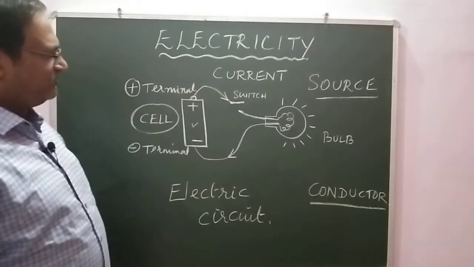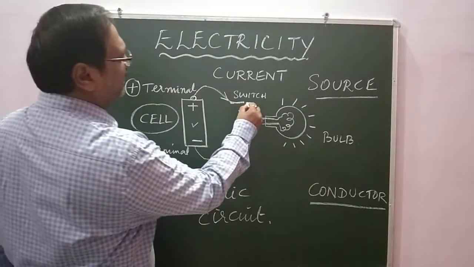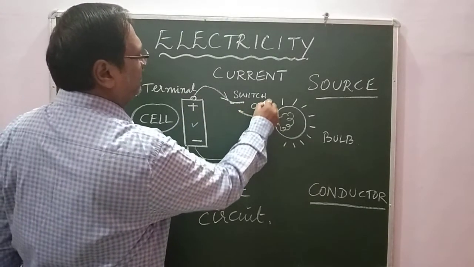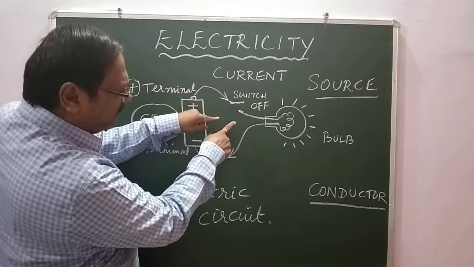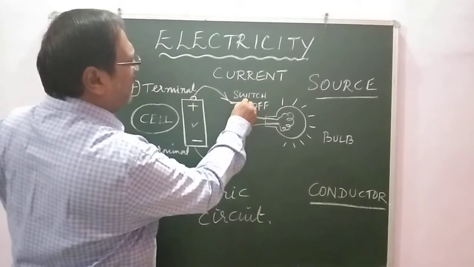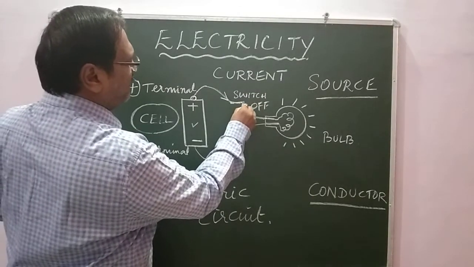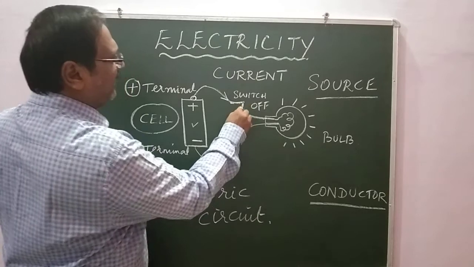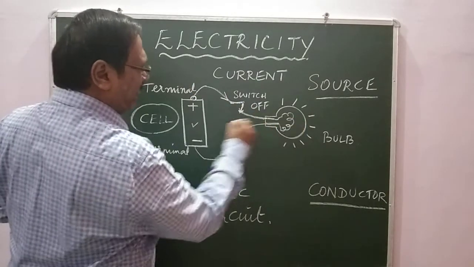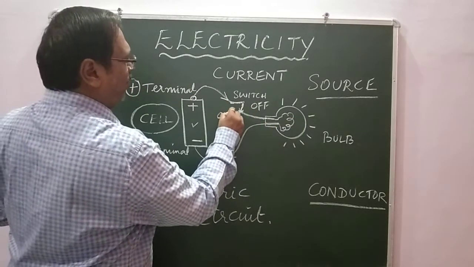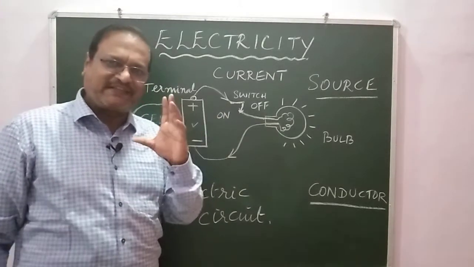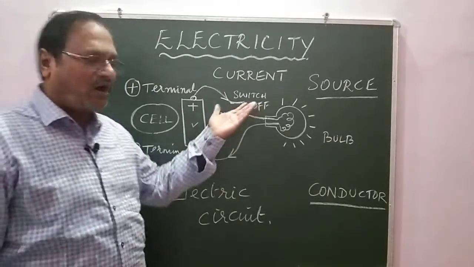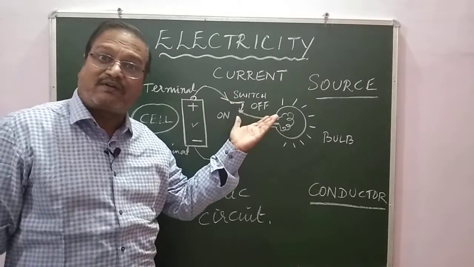Now, this switch is in off position because I disconnected. It is not joined. I'll put a small arrow here. If I touch this, then the current is coming into the wire and then it is in on position. Carefully you listen. Switch can be on or it can be off.